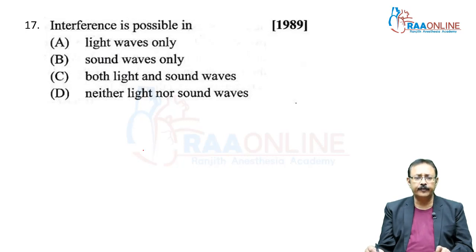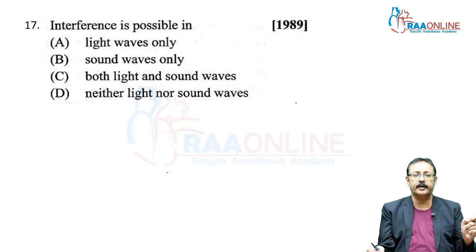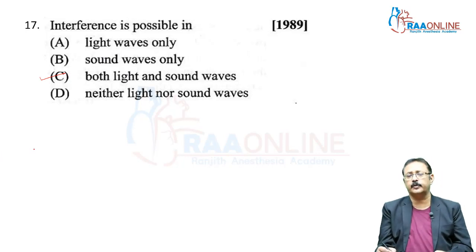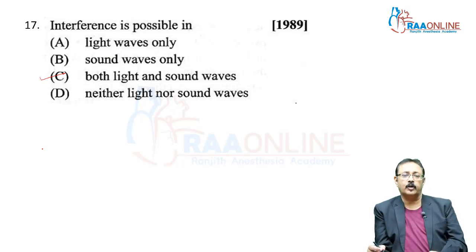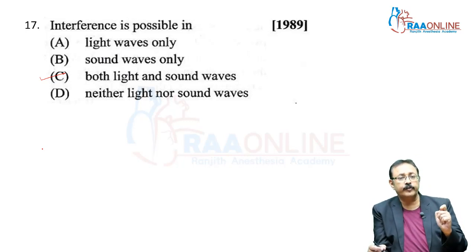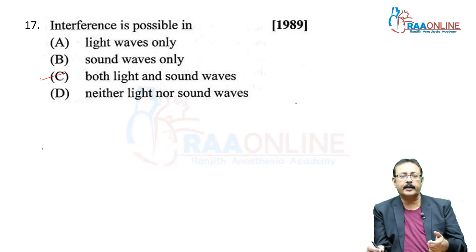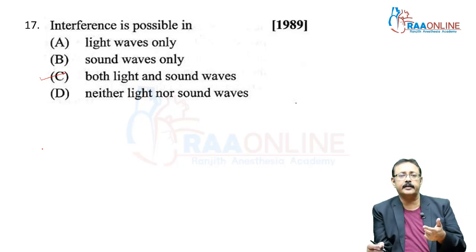1989. Interference is possible in. We studied it in light also. We studied this topic in sound also. So you know that both light and sound waves show interference. Even both showed diffraction also. Diffraction in sound waves you can observe easily because the wavelength of sound waves is greater than the wavelength of light waves. So in general practice you can observe the phenomenon of diffraction easily in sound.